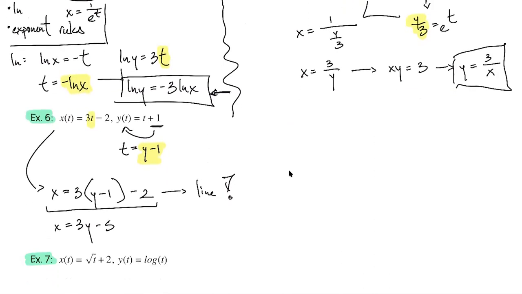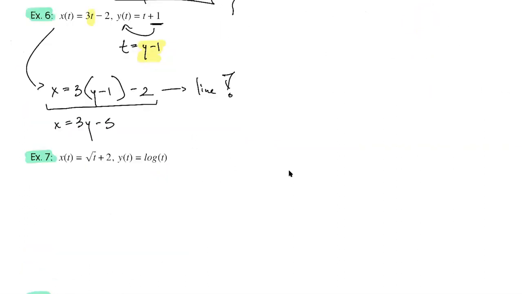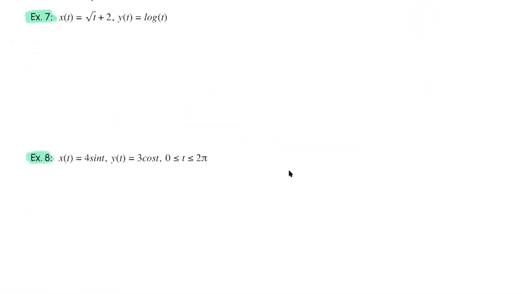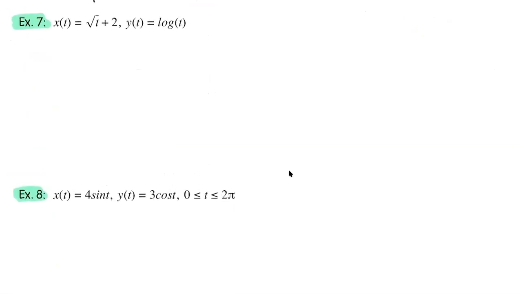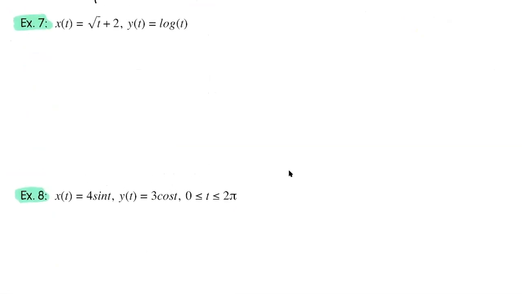So let's go ahead and start with example number 7, okay? I'll give you a moment to take a look at that, but it reads x equals the square root of t, and then plus 2 is not under that square root, okay? So that plus 2 is outside of the square root. And then we have y equals log of t. So what are some thoughts here? Take a moment, think about what strategies you might want to try for this, and then let's go from there.